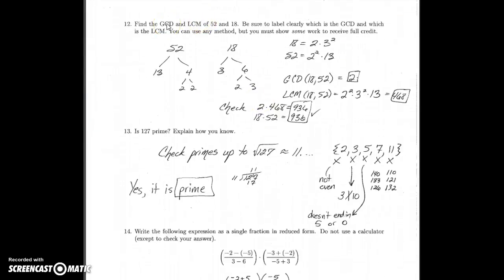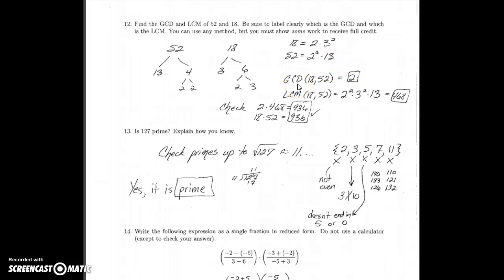GCD and LCM, again, several different ways to do it. I like breaking it up into the prime factors using a factor tree. So doing that, I get 18 is 2 times 3 times 3. 52 is 2 times 2 times 13. So there's 2 of those 2's times 13.